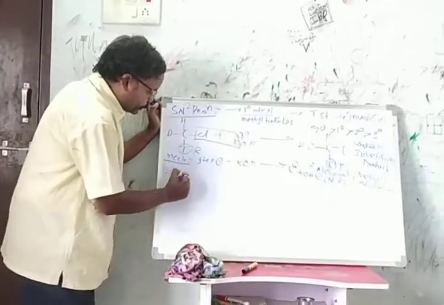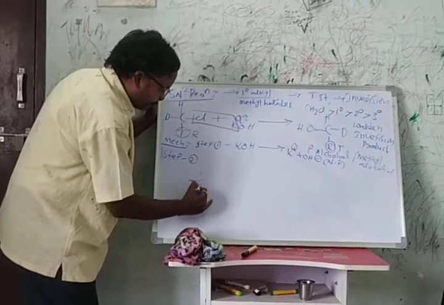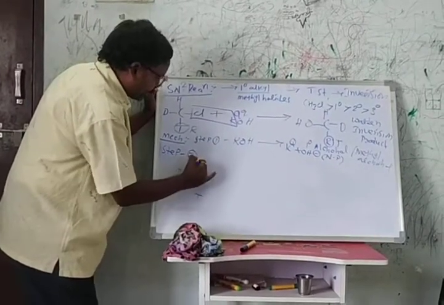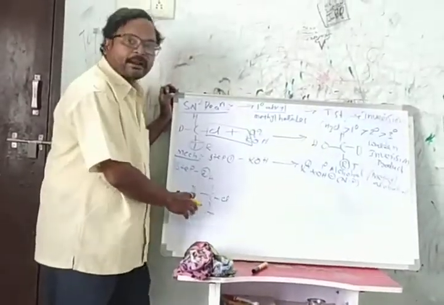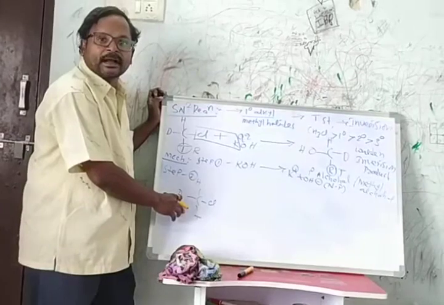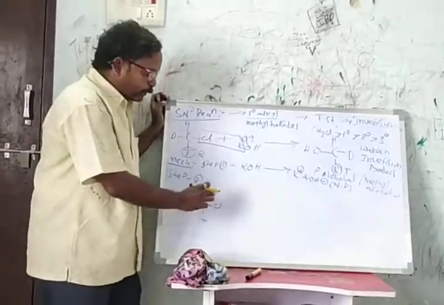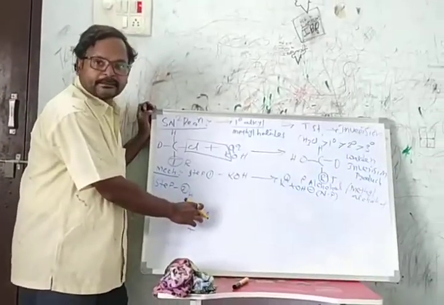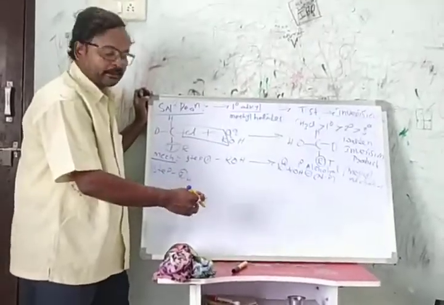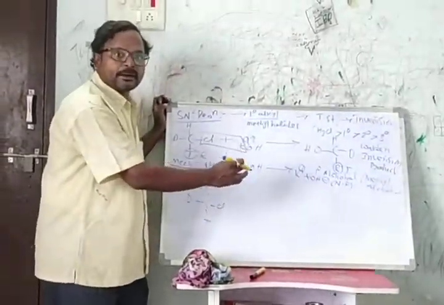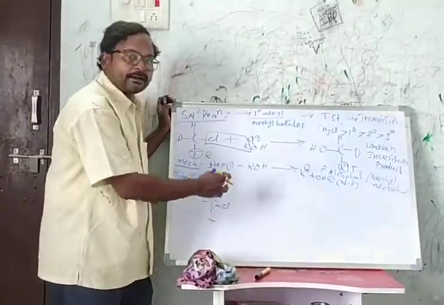And step 2. See here, tritium, deuterium, hydrogen, Cl. If we lose Cl minus, we form the primary carbonium ion or methyl carbonium ion. The methyl carbonium ion is very unstable, so it doesn't lose the chloride ion first. Instead, it happens in a different way.